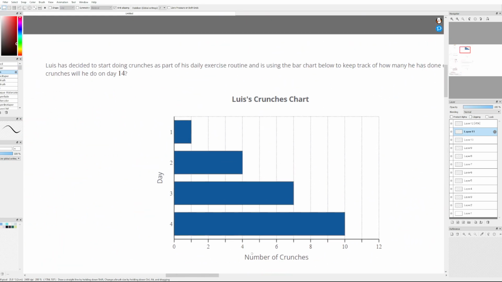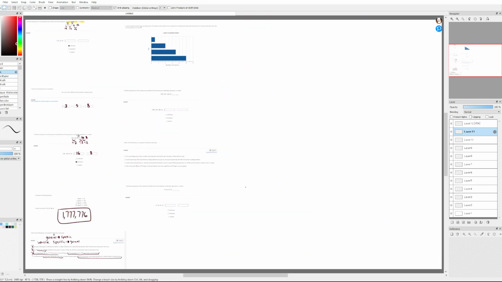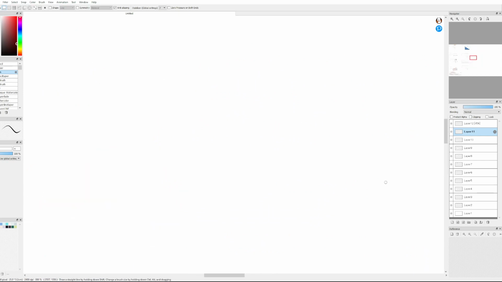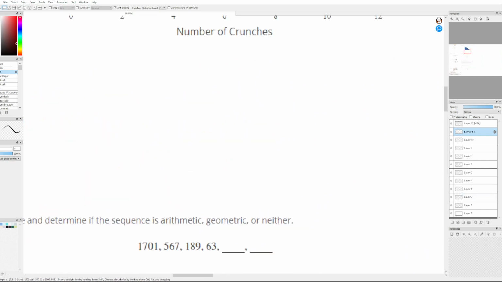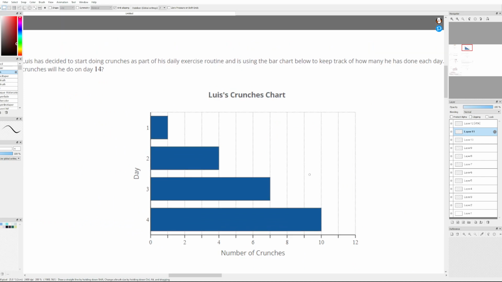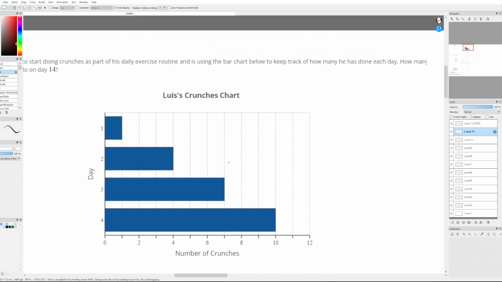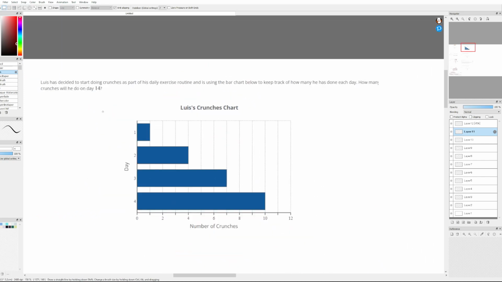The next question that we have is talking about reading graphs and making equations based on a graph. So this question says, Luis has decided to start doing crunches as part of his daily exercise routine and is using the bar chart below to help keep track of how many he has done each day. How many crunches will he do on day 14?